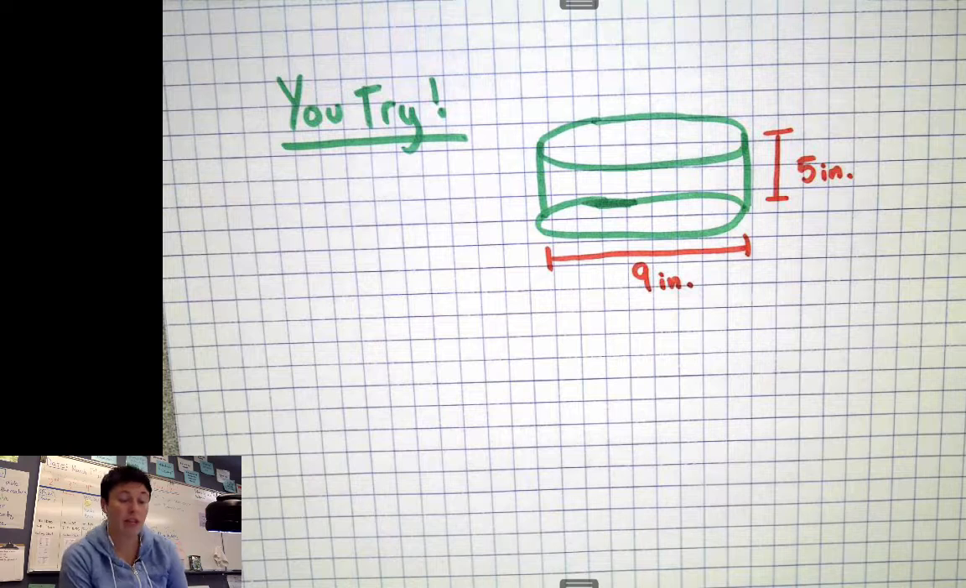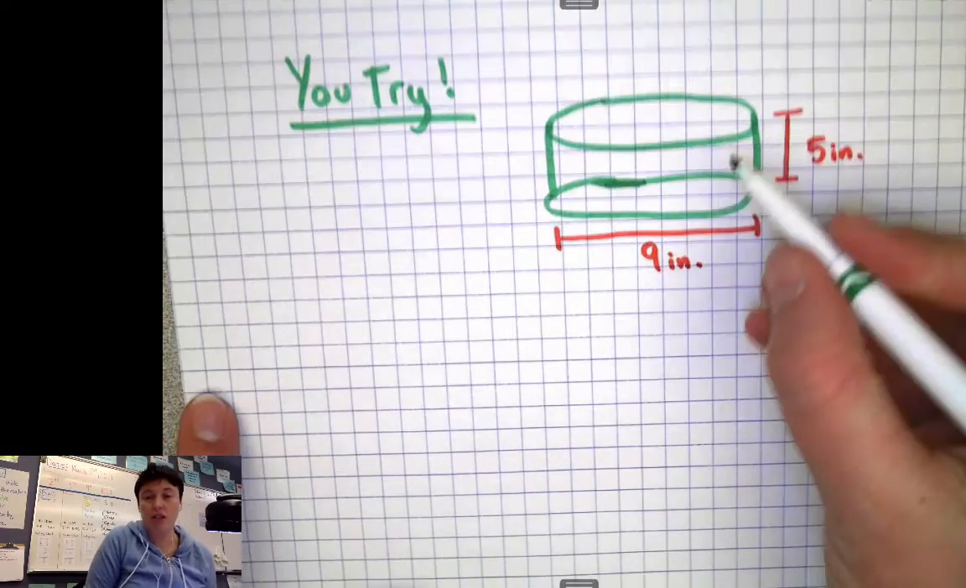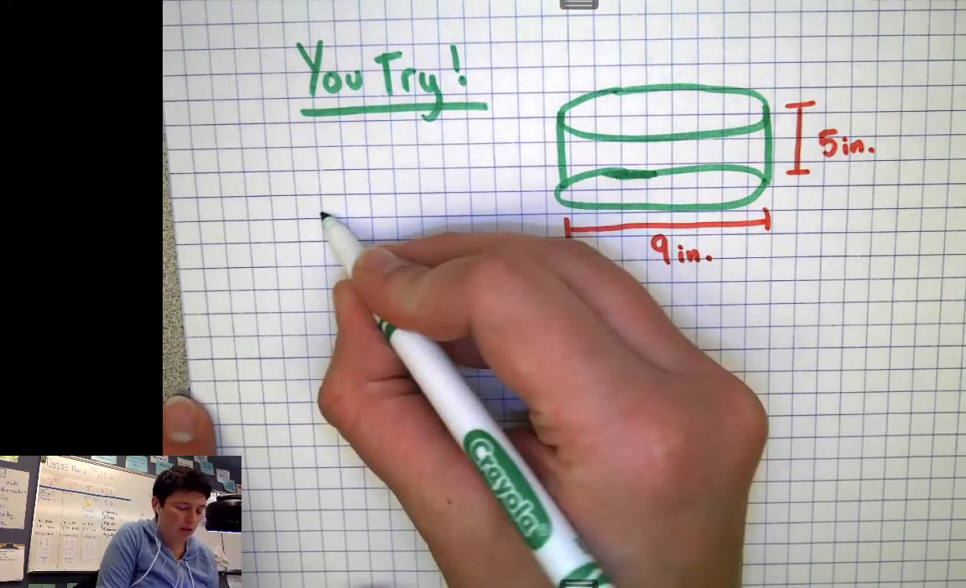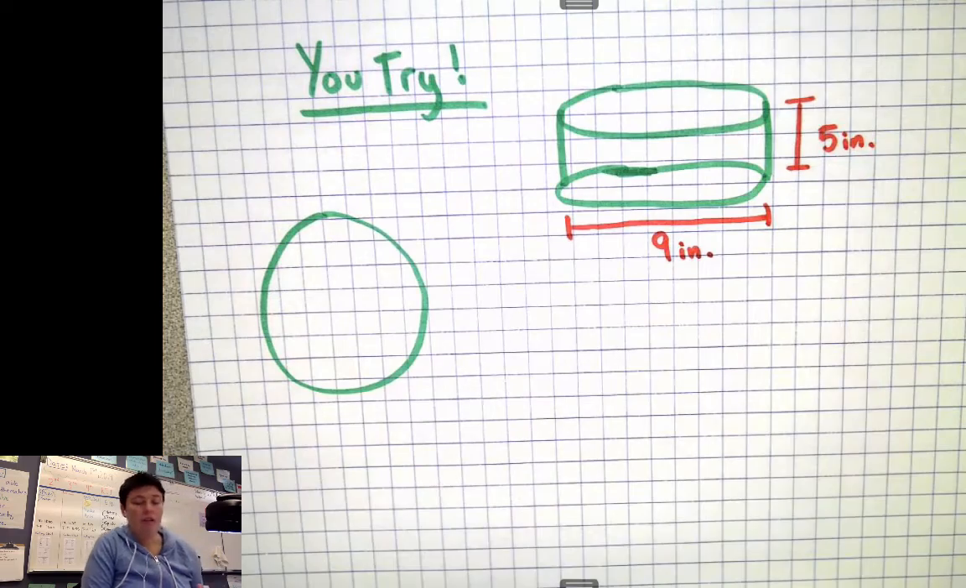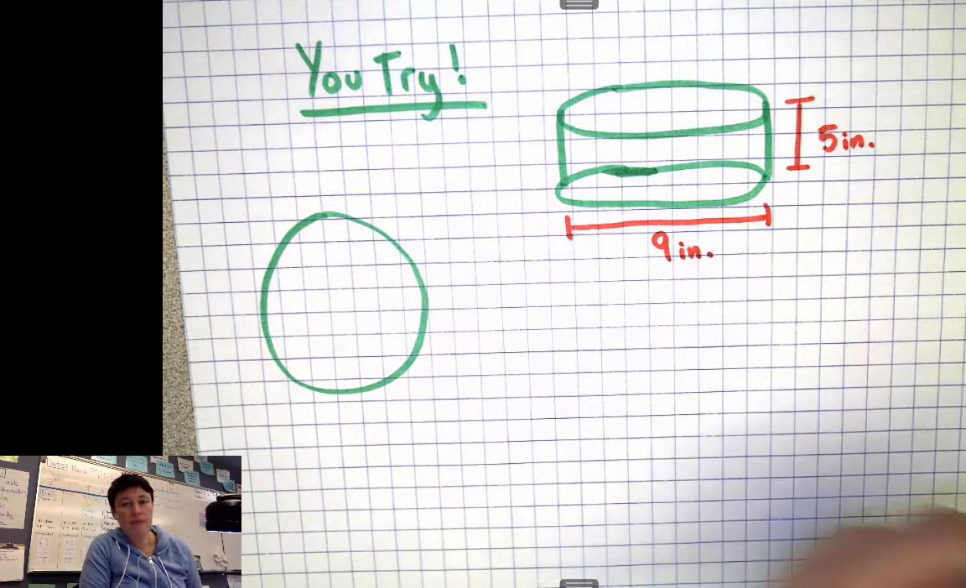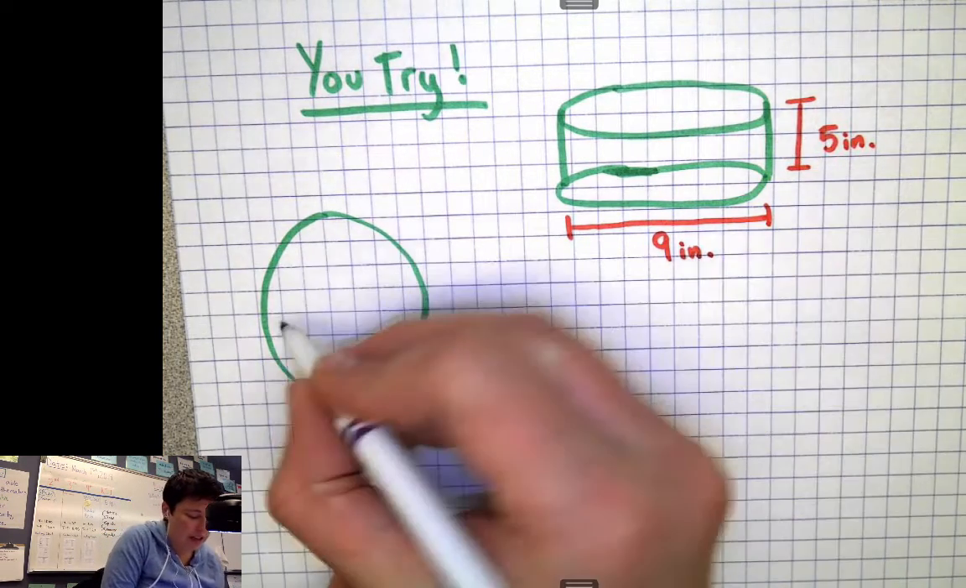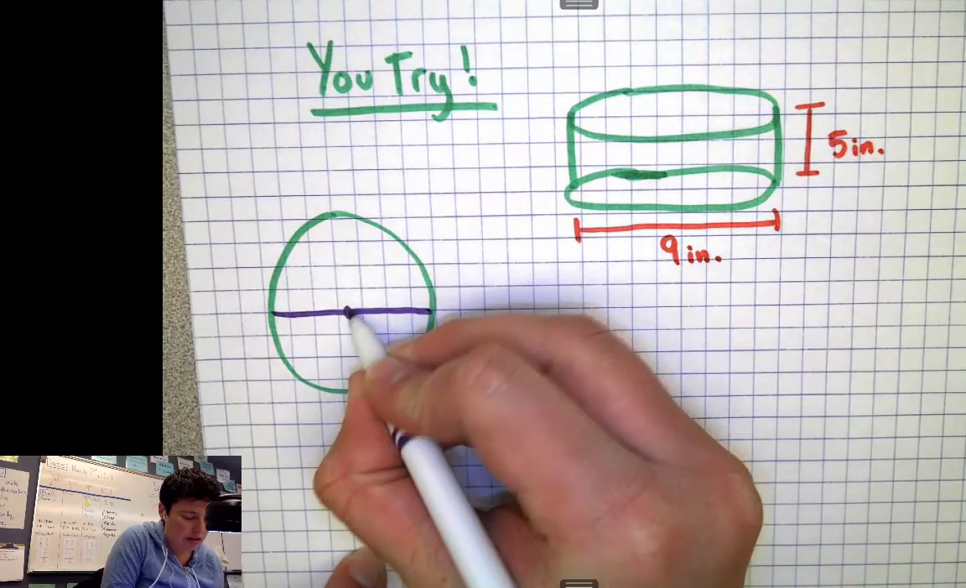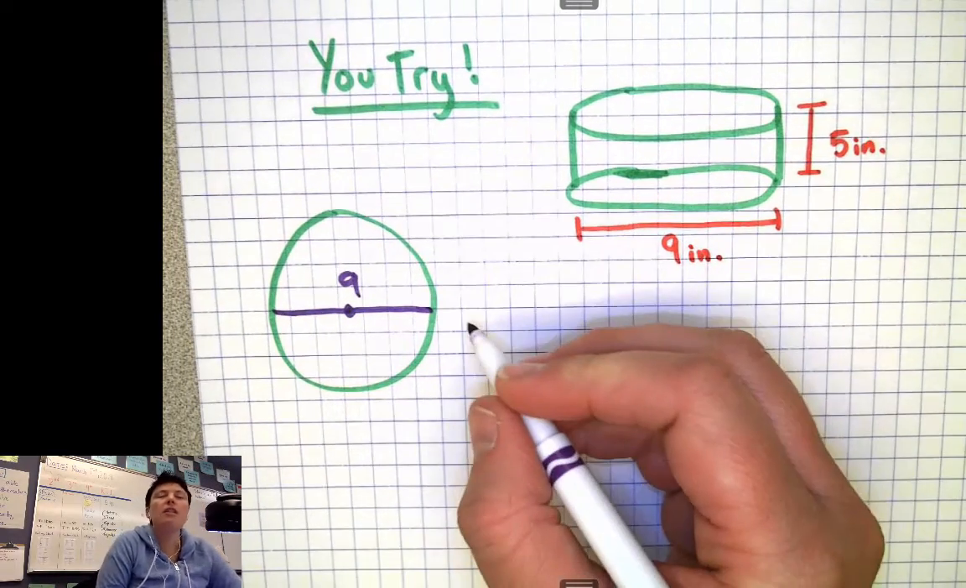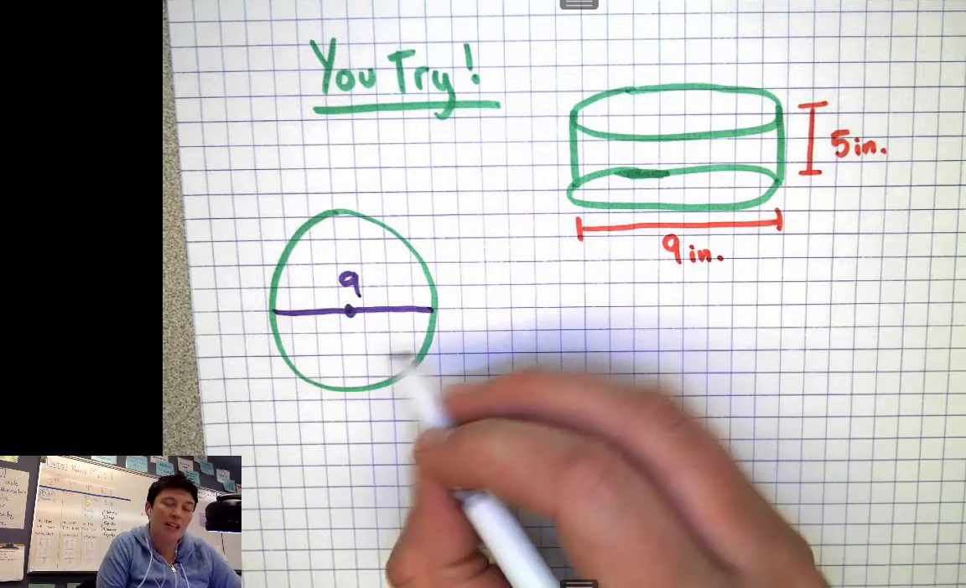All right, okay, you should be unpausing the video, and you should be all done because I'm about to go through the answers here. I'm starting with my circular top and bottom first, which I'm going to draw right here. My circular top and bottom have a distance across the circle of 9 inches, which means for my radius, I'd have to divide 9 in half.